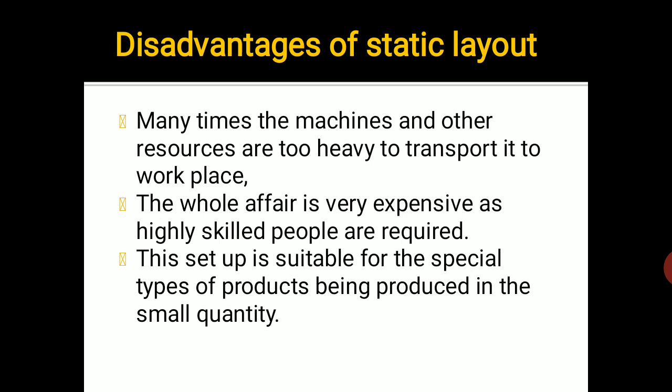Here there are disadvantages, as the coin has two sides. That means if the pros are seen, we have to also see the cons. If we have seen the advantages, the benefits, then we also need to check out the loopholes, the disadvantages, or maybe the limitations. What are they? Let us check. Number one, many times machines and other resources are too heavy to get transported to the workplace. This is the biggest disadvantage, that whatever the machines and resources are, many times their transportation to the workplace becomes tough.